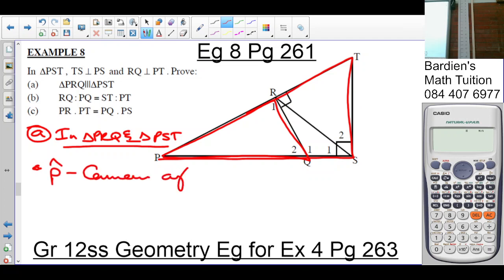common angle. If we use common angle or common side, you must say common side or common angle. You can't just say common. Or you can say angle P is equal to angle P. Or you can say that angle TPS is equal to angle RPS, whatever. All of that is acceptable. Secondly, we need another angle that is equal here. R1, yes? Is 90, which is also equal to?